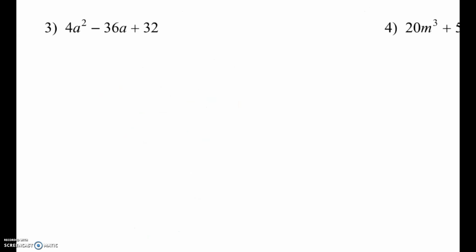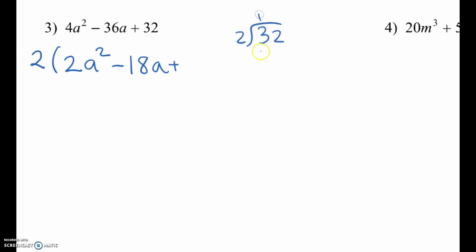All right, for question 3, and for all factoring, first step we always do is to look for that greatest common factor. So if I'm looking at 4a squared minus 36a plus 32, I notice that 2 goes into all of these. So I'm going to take out a 2. And I get 2a squared. 36 divided by 2 is 18. And 32 divided by 2 is, I don't know, a good number. 16.